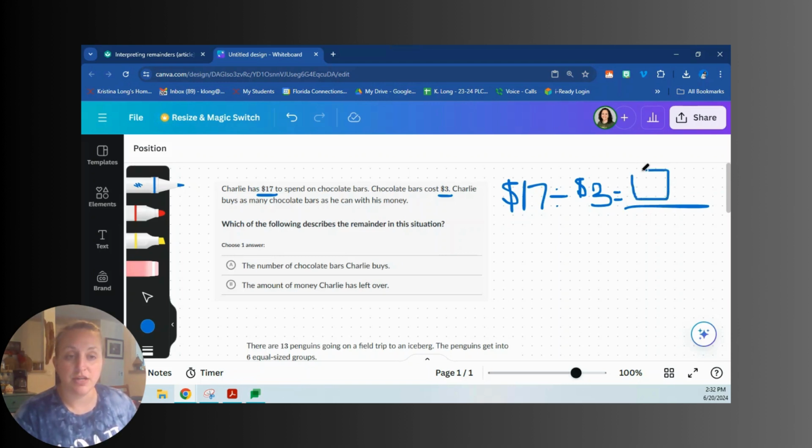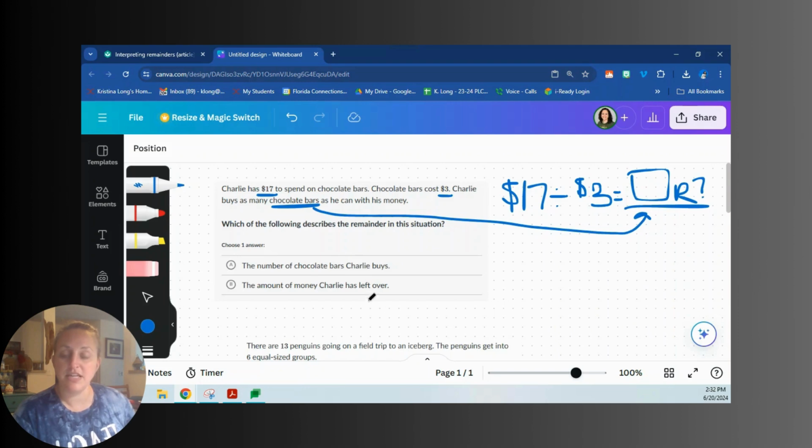My answer is the chocolate bars, okay? But if I have a remainder, what does that remainder stand for? Does that remainder stand for the amount of chocolate bars that Charlie buys or the amount of money that he has left over? Well, remember, my quotient would be the amount of chocolate bars that Charlie buys. So in this case, my remainder is the amount of money left over.